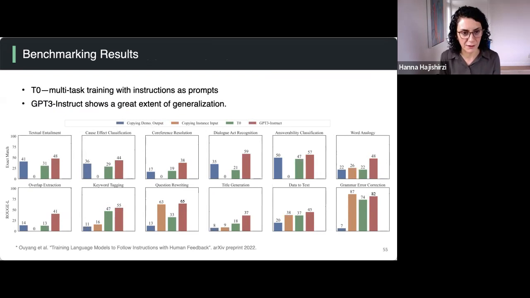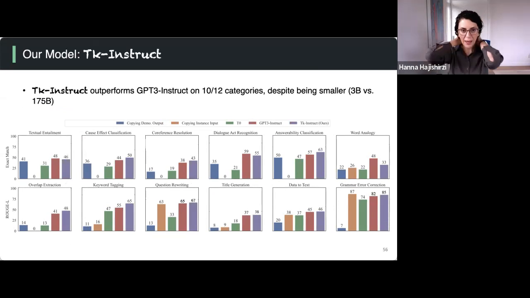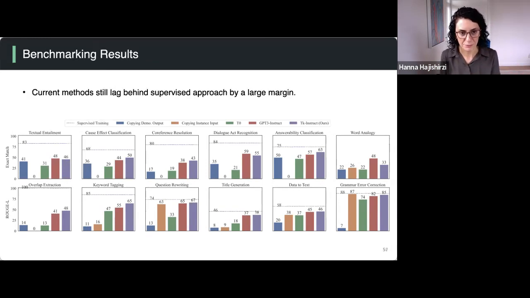Here are the results across different task categories. First, trivial baselines, blue and orange bars, show low performance, which is good news. Second, the multitask zero-shot model called T0 that does not use instructions shows low performance. Then we compare our TK Instruct model, which is trained on our training data, the purple bar, showing higher performance compared to all the baselines. At the same time, it shows performance on par with GPT-3, which is the red bars, where GPT-3 instruct basically uses 175 billion parameters, whereas our model uses 3 billion parameters. Finally, the current models are still far behind the specialized model compared to the dashed lines.